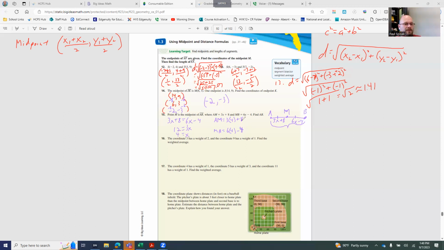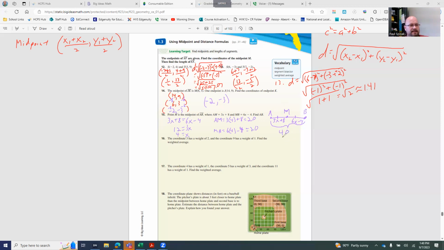So on the first one, 4 times 3, that's going to give us 12. 12 plus 8, that gives us 20. On the bottom one, 6 times 4 is 24. 24 minus 4 is also 20. So both halves are 20. So altogether, the entire length will be 40.